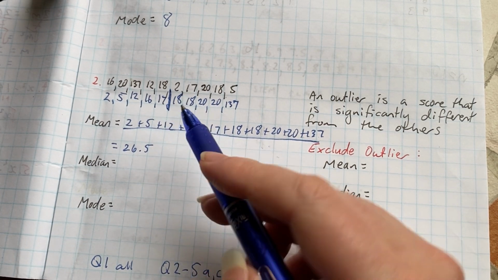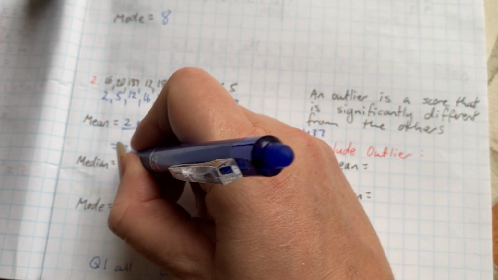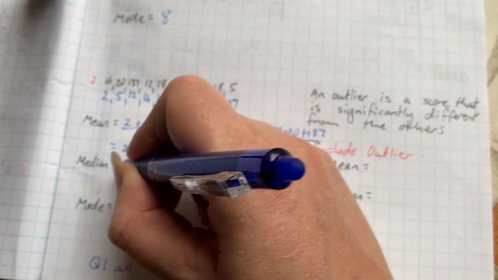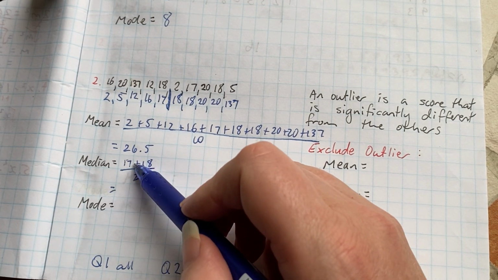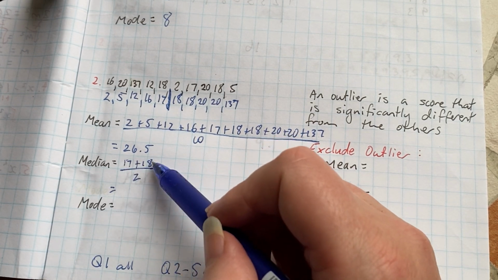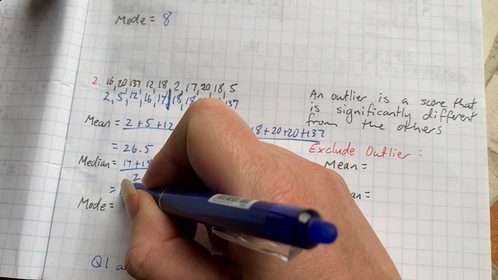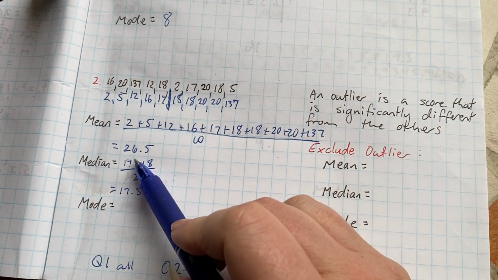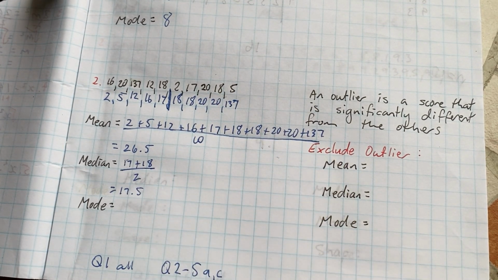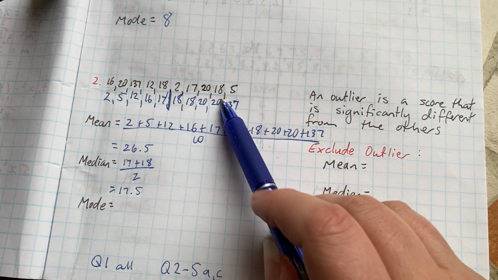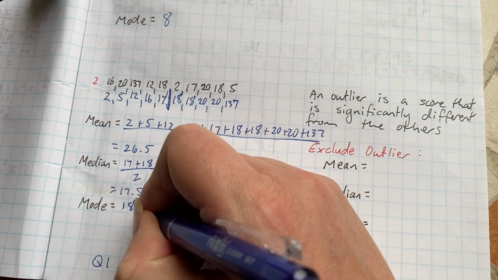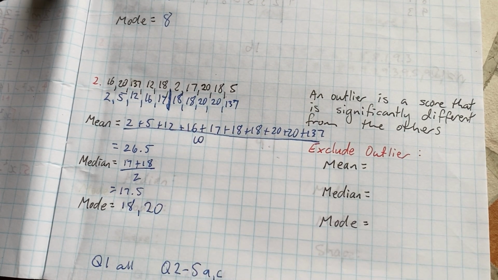Halfway between 17 and 18, there's 2 ways I could find that. One would be to go 17 plus 18 and divide it by 2. Because they're right next to each other, no matter how it is, it's going to be exactly halfway between the 2. We already know 17.5 is exactly halfway between 17 and 18, and that's our answer. The mode, there are actually 2 modes. So the mode is 18 and 20.